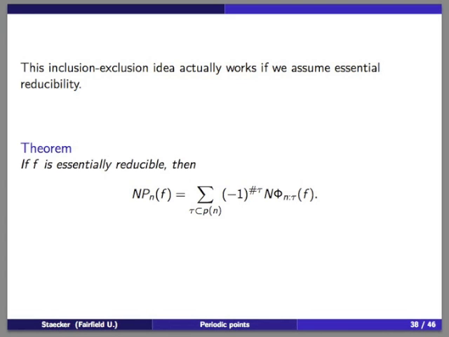If f is essentially reducible, then NPN of f is equal to the sum of something, something, something involving the lower N phis. And this minus 1 to something is the inclusion or exclusion. And I don't want to really get into the something, something, but it's about the divisors of n and how exactly, which level you're taking, how exactly does it divide into n. It tells you if you should be including or excluding. All right? It does work if the thing is essentially reducible.